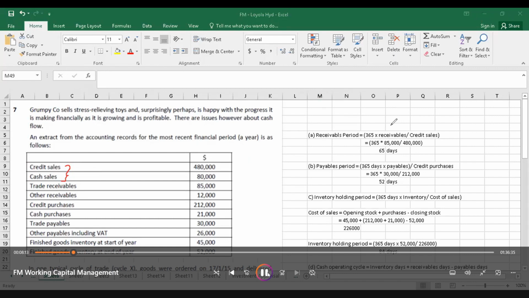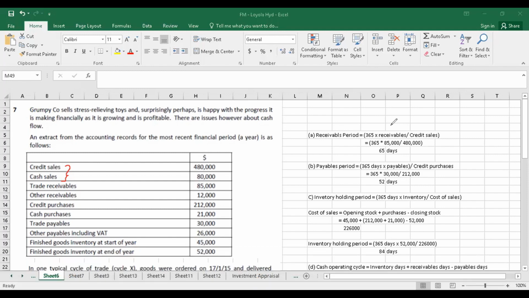Please work it out in your notes simultaneously, to verify whether this is right or not, so that you will also have some clarity. Receivables period is equal to 365 into receivables by credit sales.